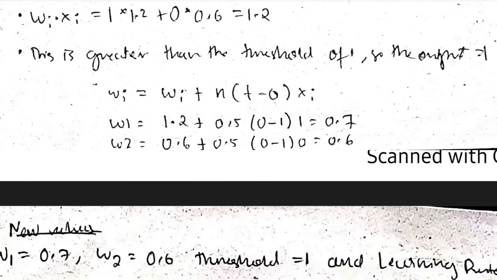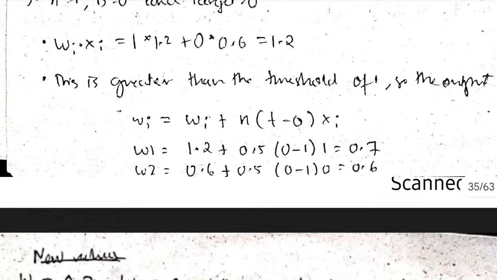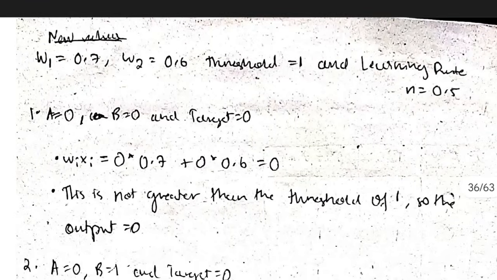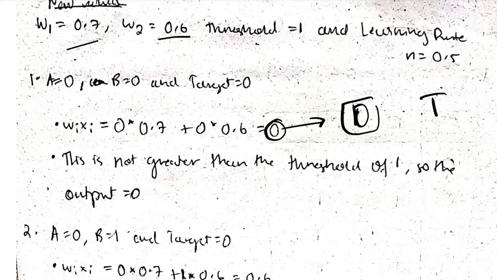Whenever we find the new weights, again we have to start from the beginning. We have to check whether it passes 0 0, 0 1, 1 0, 1 1 from the start. So the new weights I have got, I will write here: 0.7 and 0.6, and the threshold remains the same, the learning rate also remains the same. Again I'll do the same thing: multiply by a and b and add it up. If the value is less than 1, the actual output is 0. If the value is more than 1, the actual output is 1.